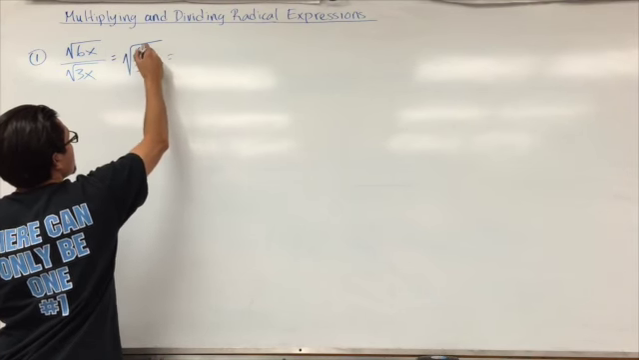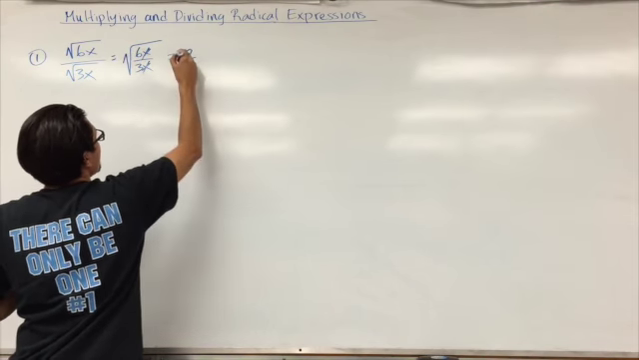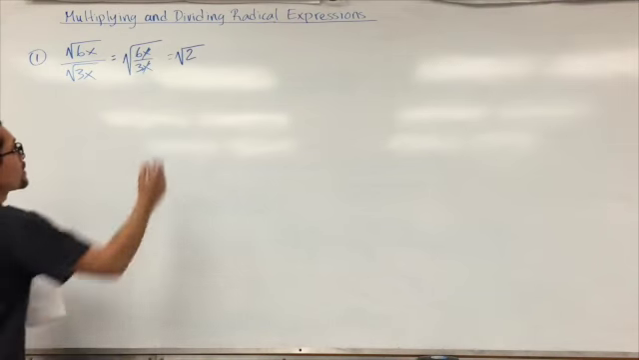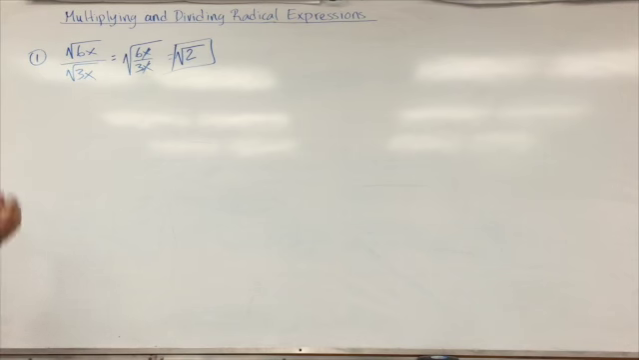6x over 3x, well 6 divided by 3 is just 2. And x will cancel, so all you have is radical 2. And you're done. Let's try another one.